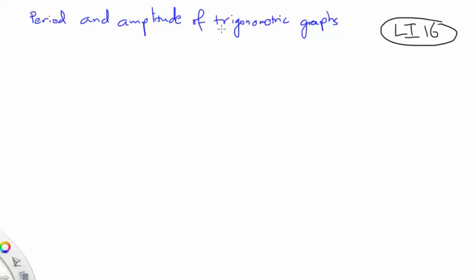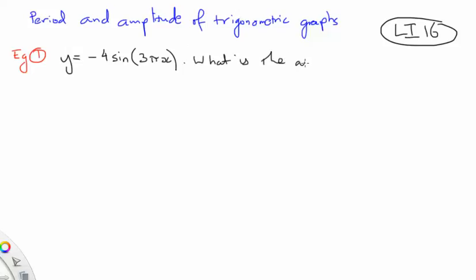So this is for our trigonometric functions. I'll start with an equation and then we'll read off the period and amplitude. So let's start with something like y equals -4 sine of 3 pi x, and the question might say, what is the amplitude and period?